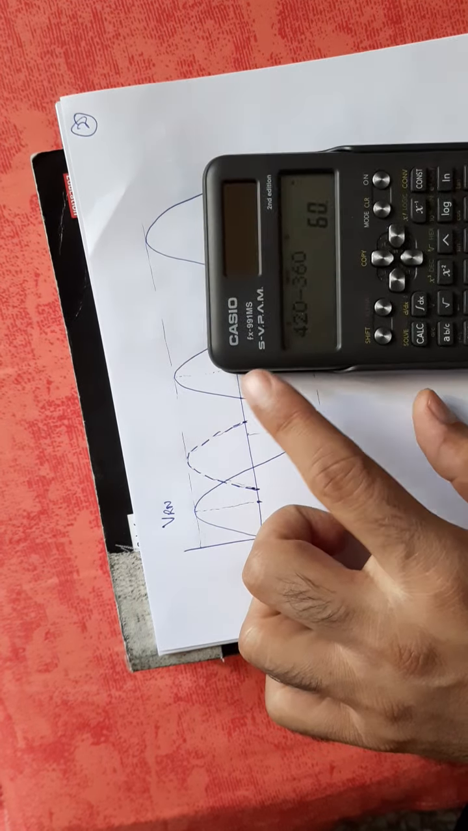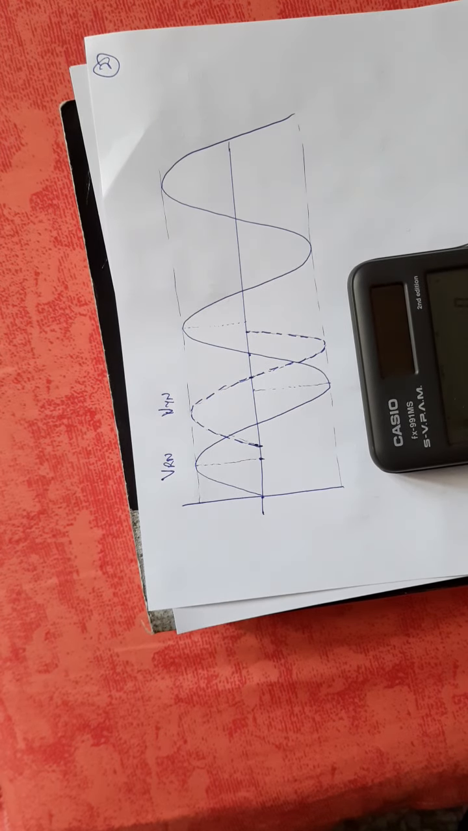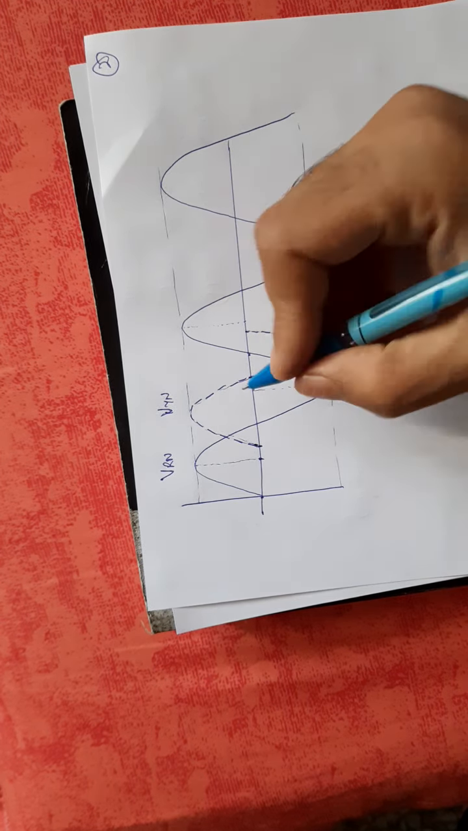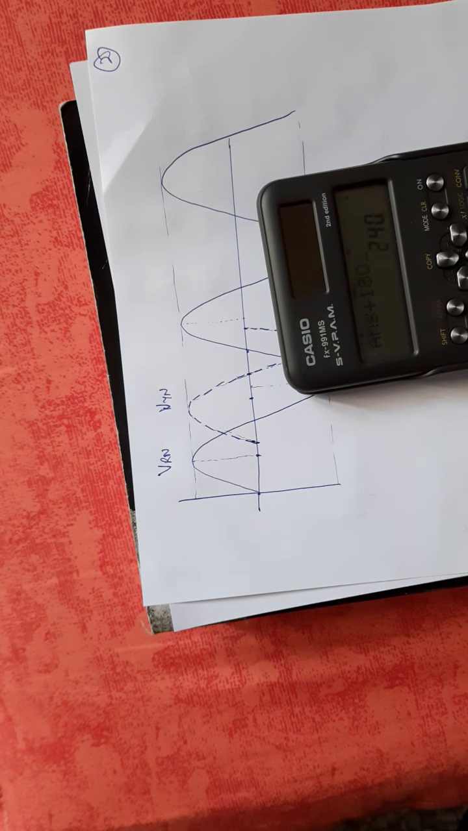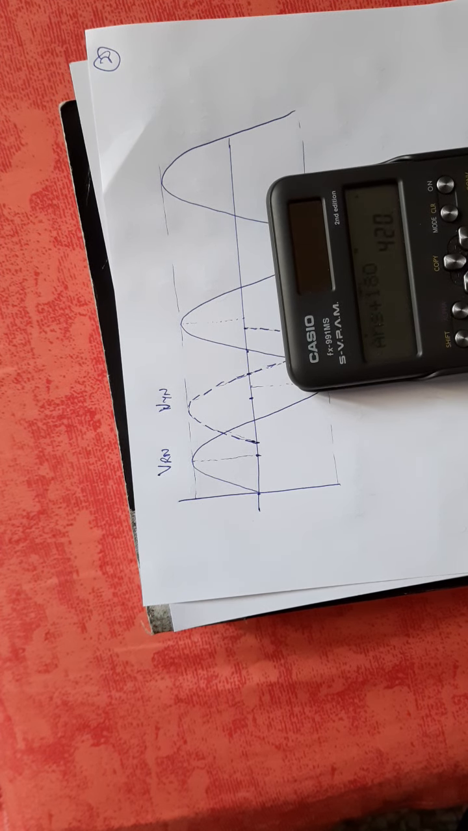Okay, this is VR. This is VY. So the next is VB. RYB. Now VB is 120 degree after VYN. So if I start from 0, it will start from 240. 240 is here. This is 180. 180 plus 60, 240. It will start from here. 240 plus 180, 420.